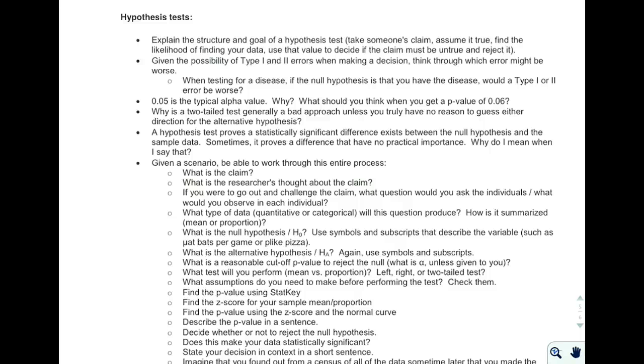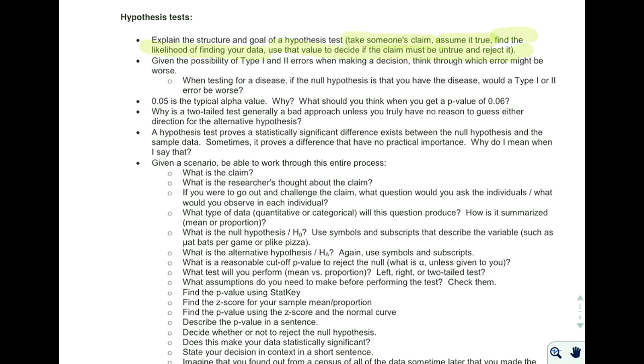That is, we take someone else's claim. So someone says something, and we start with that. We assume that it's true, even though we don't believe it's true. We say, let's assume you're right. Then we go out, collect our data, and say, how likely is our data to occur? There's only a 7% chance of finding our data, or a 2% chance of finding our data if we assume that you're right. Then we use that value to decide if the claim must be true and reject it or not.